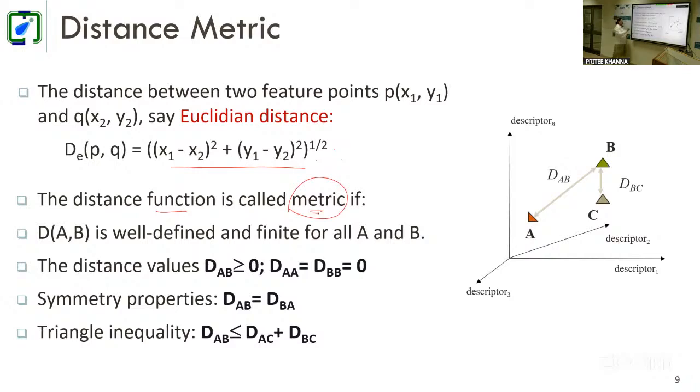If you are considering the same point, the distance is 0, and the distance between 2 points is greater than or equal to 0. Whether you are calculating distance from A to B or B to A, it should be the same. And finally, there should be the triangular inequality. Pythagoras theorem, I hope you all remember. The sum of two distances is greater than or equal to the third distance, the distance between three points. If a distance function follows these properties, we call it a distance metric.